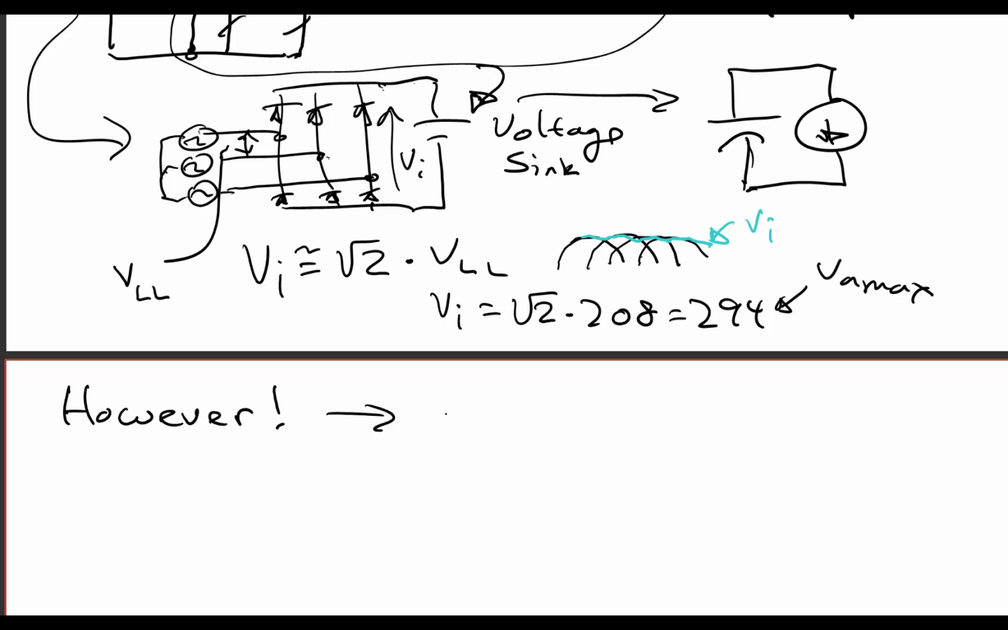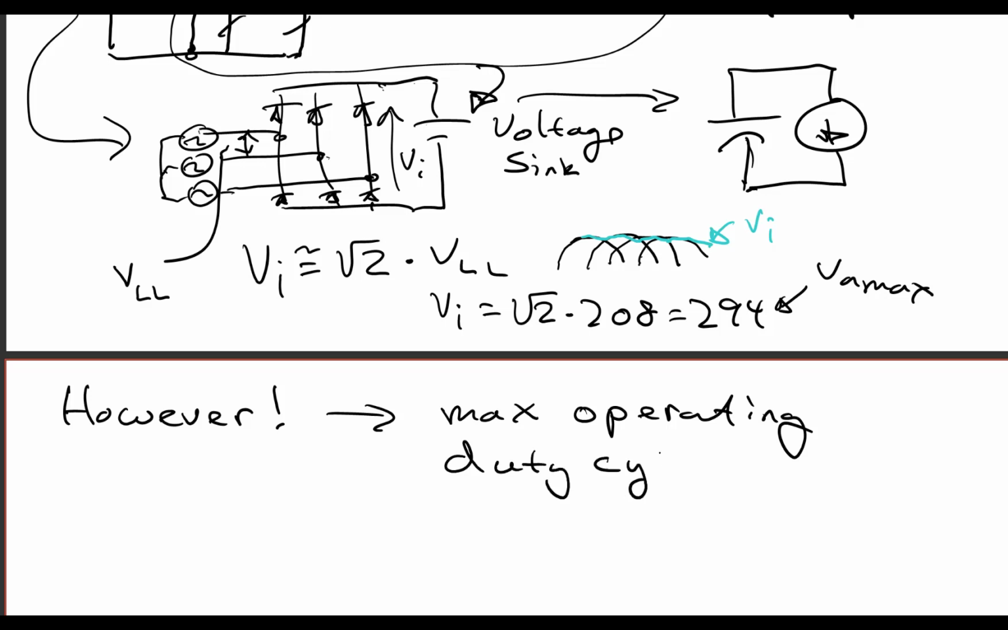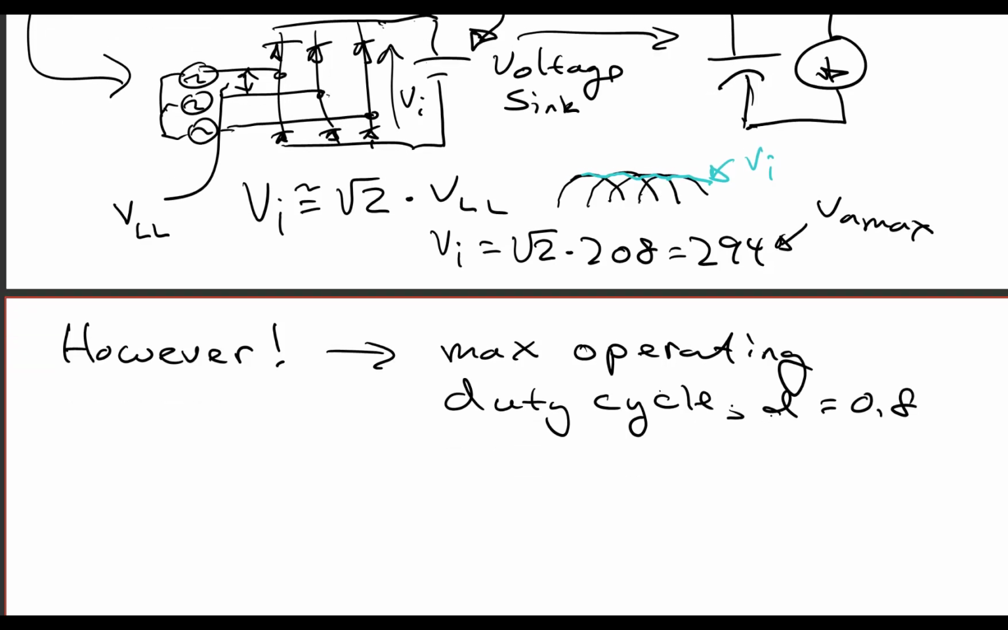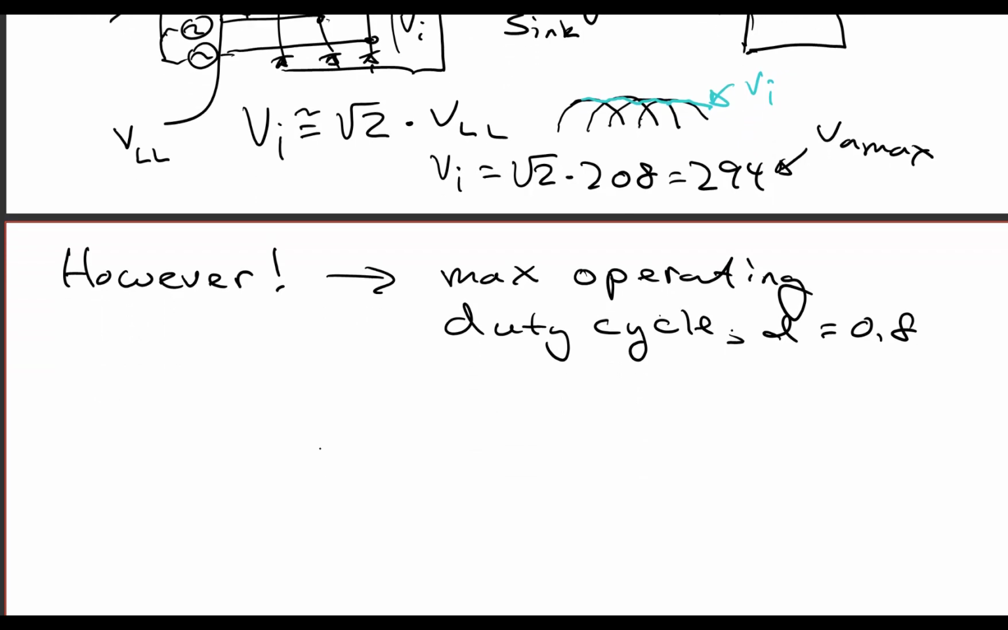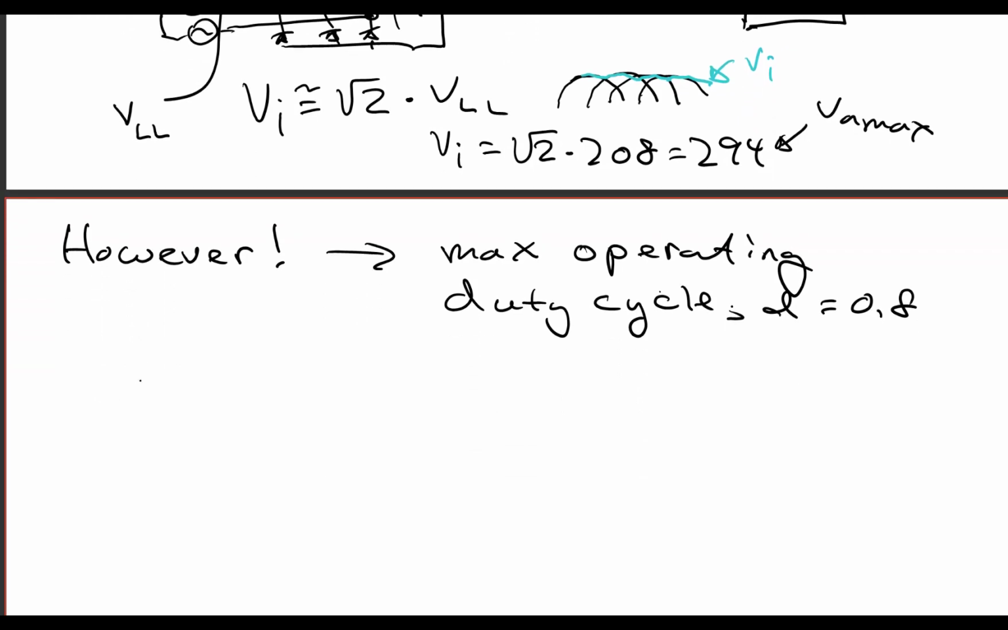I said that the max operating duty cycle D is 0.8. So remember, what are we doing here?